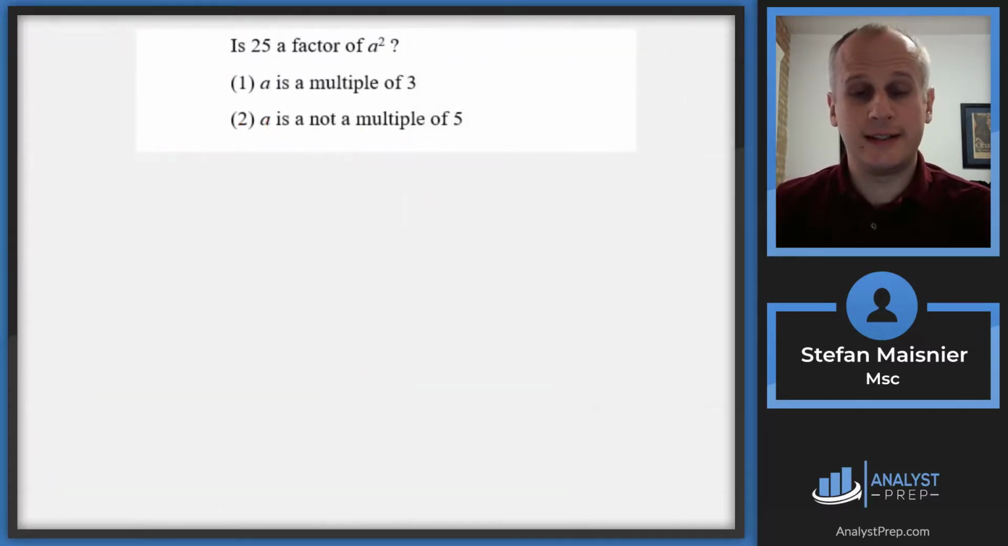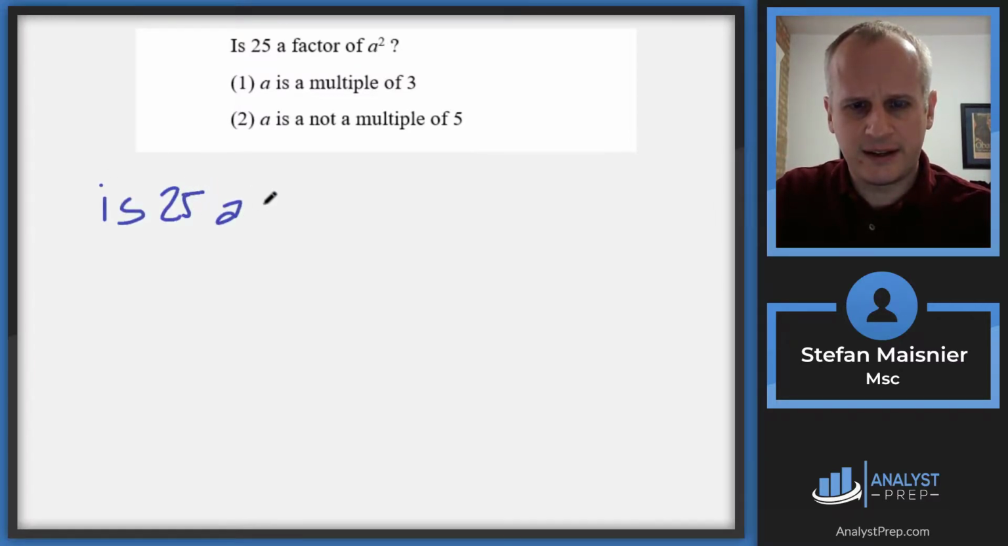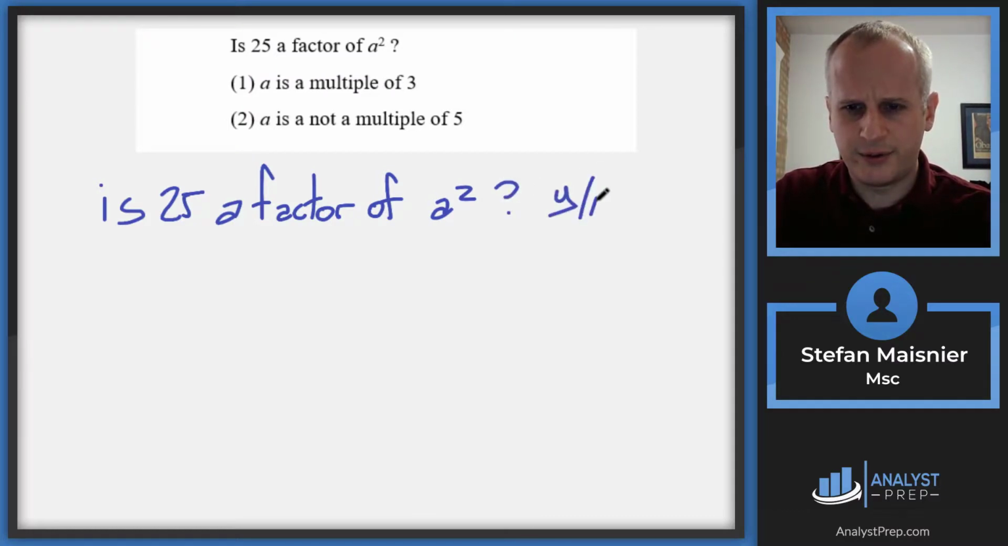Now, let's take a look at a sample data sufficiency involving these concepts of factors and multiples. So we start, of course, by writing out what we know. And in this case, we don't know a heck of a lot, and it really just starts with the question. So it's asking, is 25 a factor of a squared? And as always, we want to note that this is a yes-no data sufficiency, and we'll box that off.